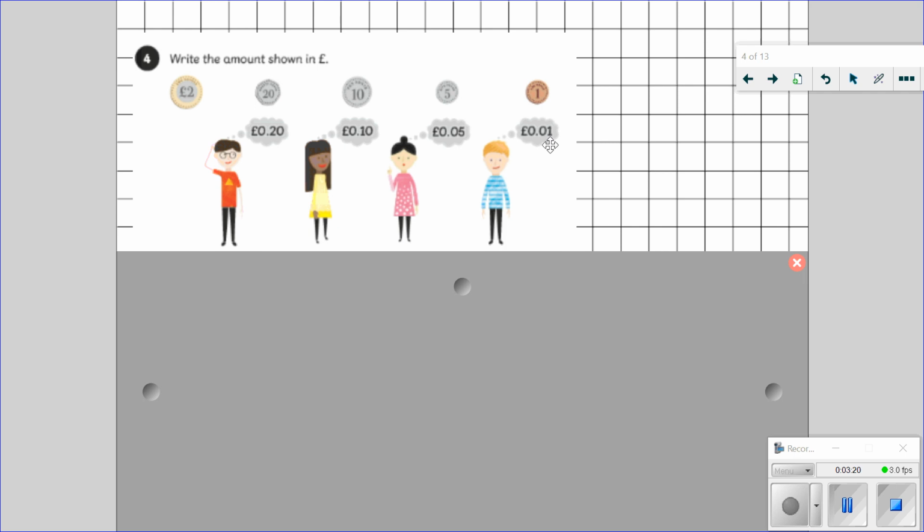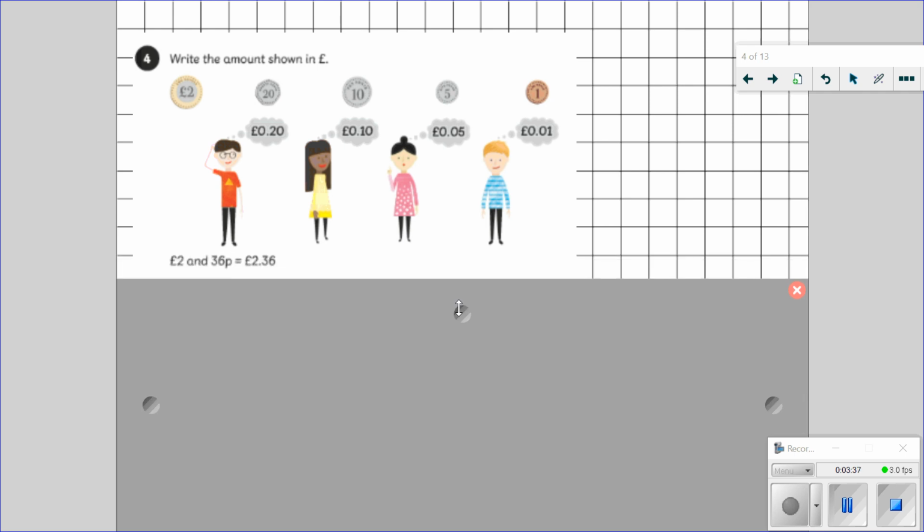So what should we do to find the total? That's right, we're going to have to add them up. So we have £2, and then 20 plus 10 is 30, 5 plus 1 is 6, so 36p. £2 and 36p. And here it is, written as a decimal.